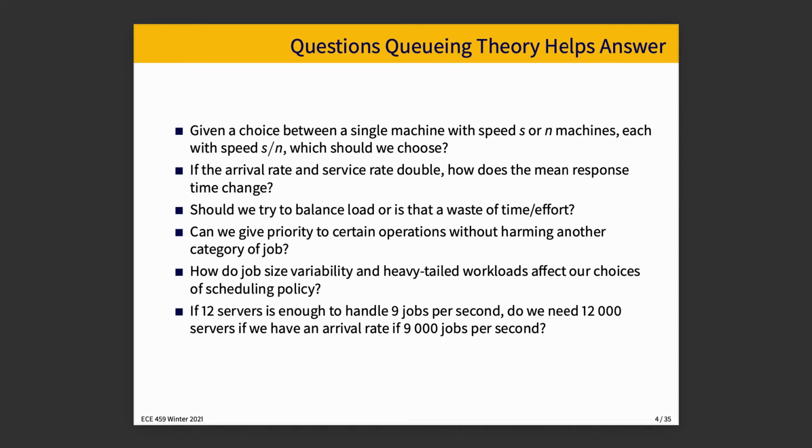Number 4, can we give priority to certain operations without harming another category of job? That is to say, if you treat all jobs equally, you get some behavior of the program, and if you say, actually, I want to give priority to things of a certain type for some reason, how does that impact the rest of the system? That is an interesting question. Can we have a VIP lane, or would having a VIP lane make things somehow worse for everybody?